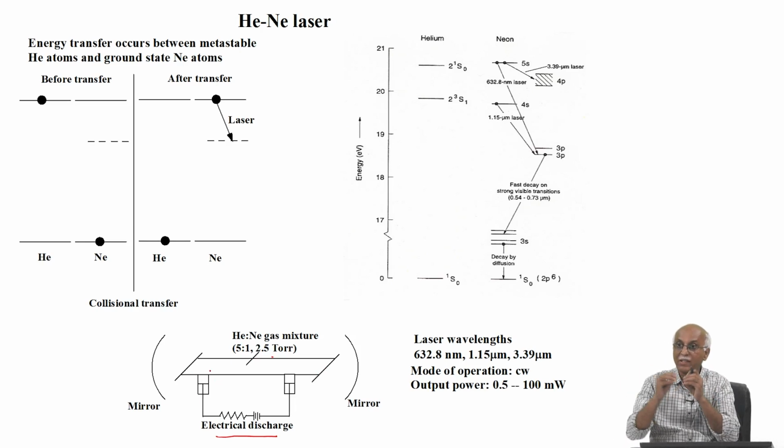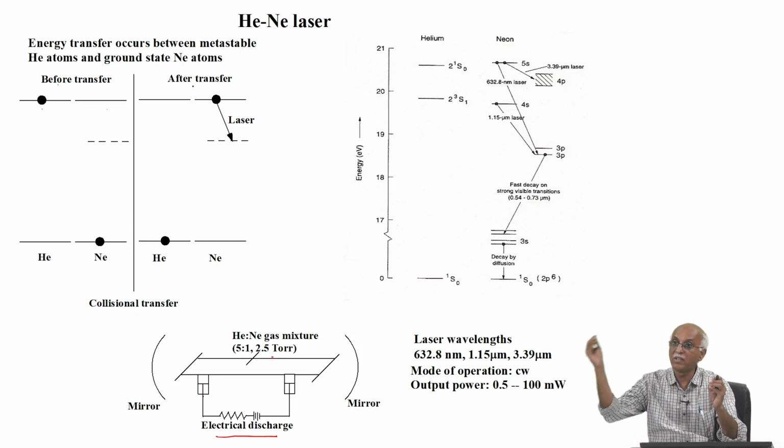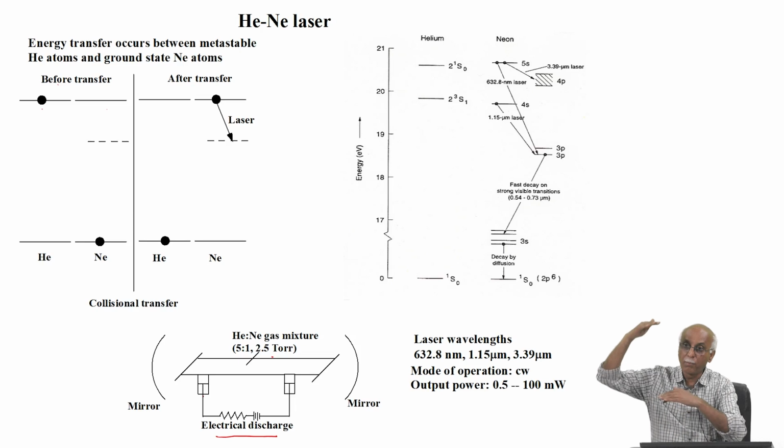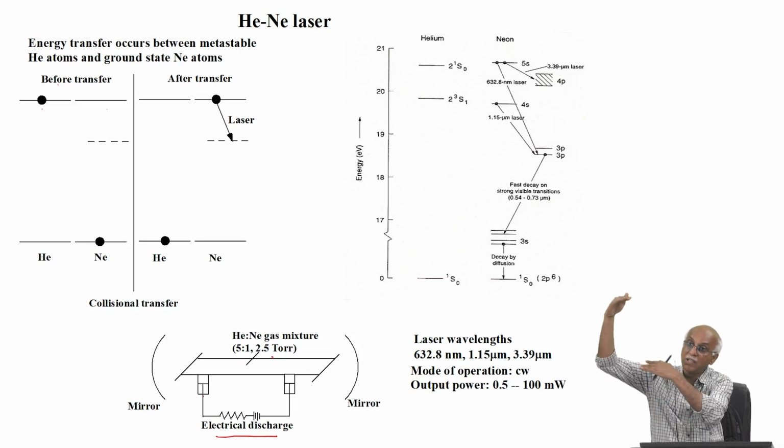They are not interacting with anything. Helium and neon are inert gases, so they will simply go around in this. But when electrical discharge is provided, the electrical discharge energy will first excite the helium atom very easily, and helium will get excited. Through the collision between helium and neon atoms, this energy transfer takes place to a particular neon energy level.